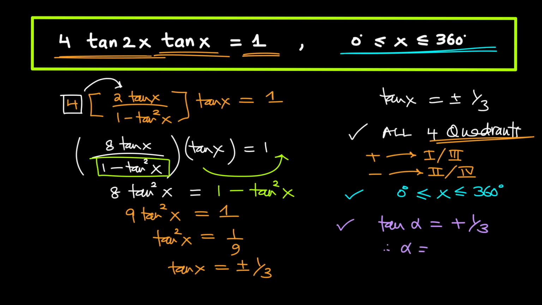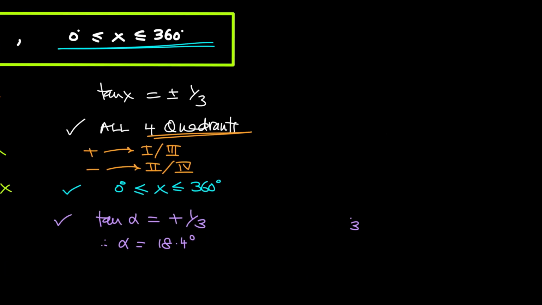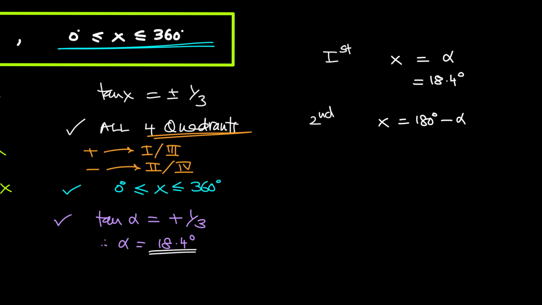Therefore, alpha comes out to be 18.4 degrees. And then the working would be the same as before. In the first quadrant, the required angle x is the same as alpha, which is 18.4 degrees. In the second quadrant, x is 180 minus alpha. This is alpha right over here. This comes out to be 161.6 degrees.